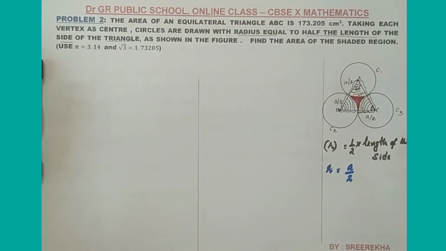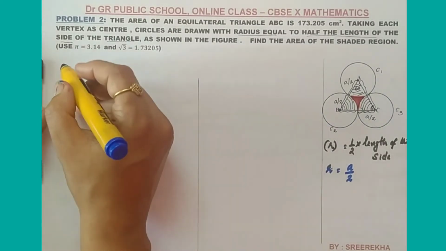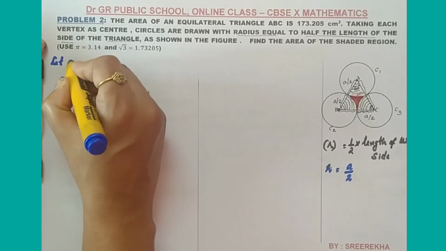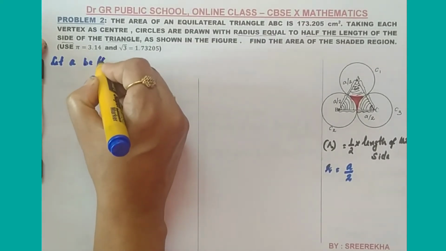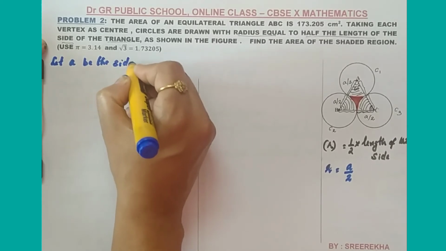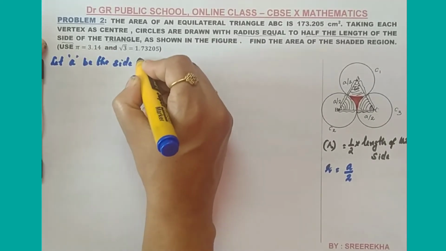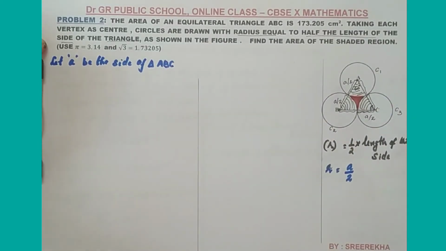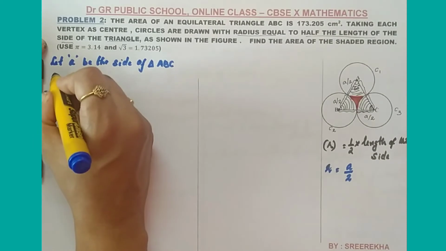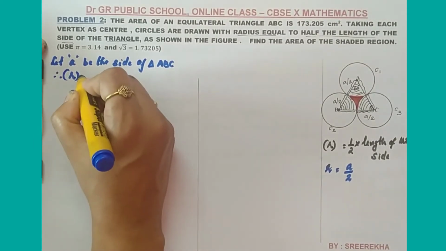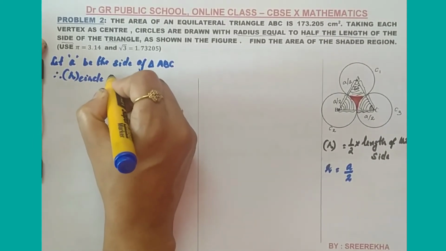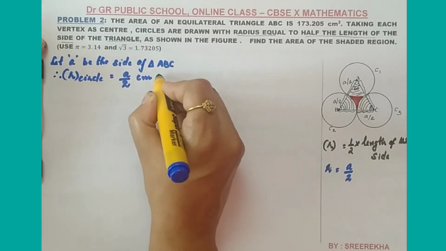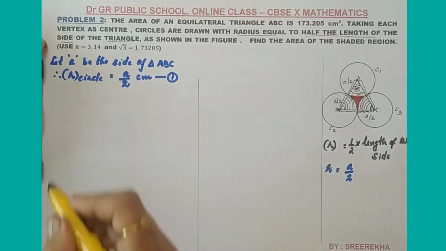So how to do this? A very important question. How to do the simplification seems to be very important. At first I am going to take, let a be the side of triangle ABC. Let small a be the length of the side of triangle ABC. So as per the question, the radius of the circle must be equal to half of the length of the side of the triangle, that is a by 2 centimeter. Going to take it as equation number 1.